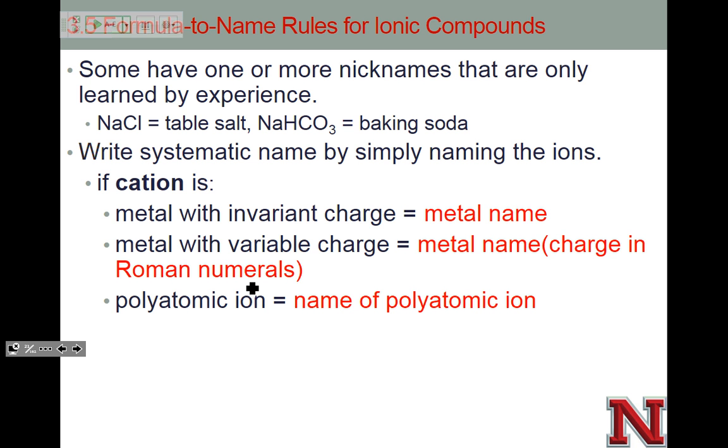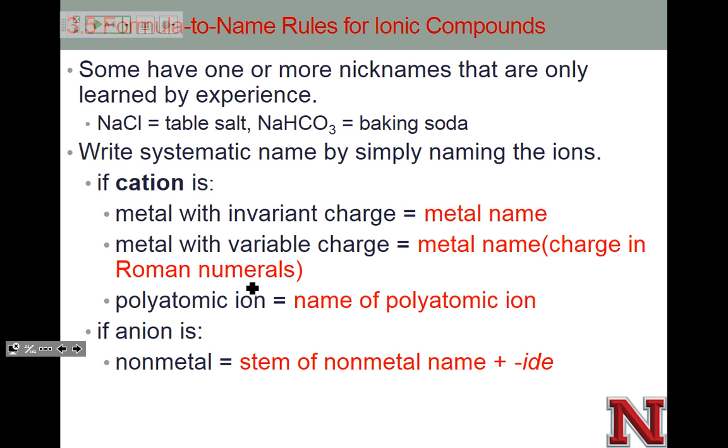Polyatomic ions, it's just the name of the polyatomic ion, which is why you need to know the name as well as what charge it has and what it looks like, what atoms are in it, what's the ratio. So you need to know that. If it's an anion, then the nonmetal is the stem of the nonmetal name, but instead of whatever the last 3 letters are, we change it to IDE. Kind of like we did when we named our ion.